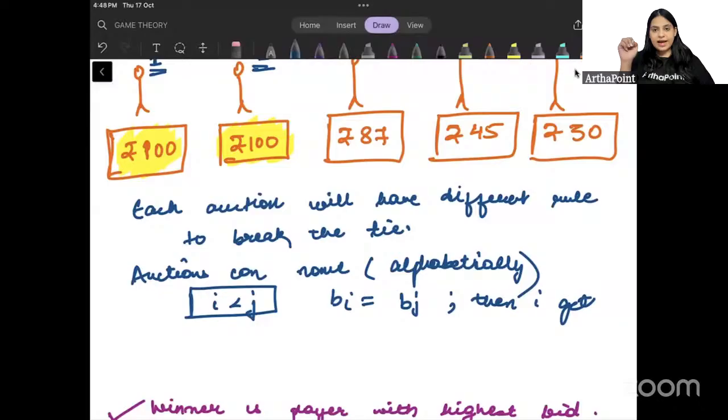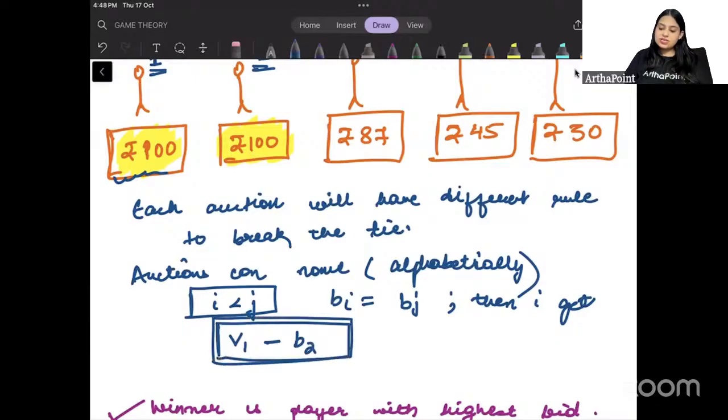Clear? I will win. And then we can go ahead and find their payoff. So their payoff will be the valuation, जो भी इनका valuation है, minus the second highest bid. Valuation minus the second highest bid. Same thing, right?